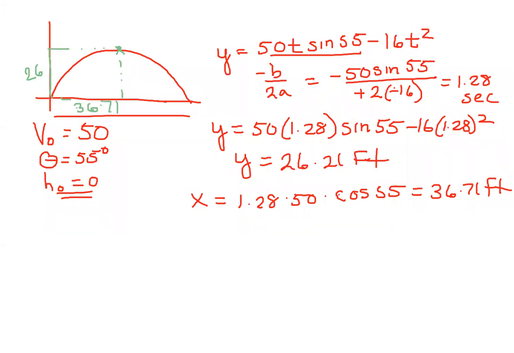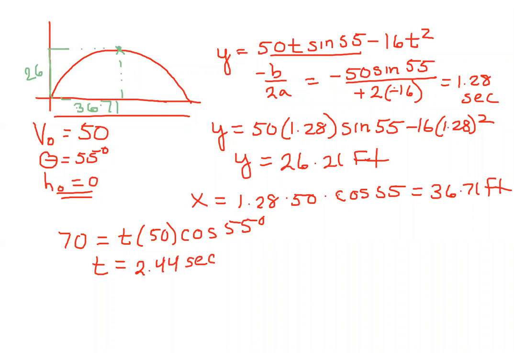horizontally. So I'm going to take my x and say 70 equals t times 50 times cosine of 55, and see how long it takes for the ball to reach the goalpost that is 70 feet away. So if I solve this for t, I get 2.44 seconds. It takes 2.44 seconds for the ball to get to a goalpost that is 70 feet away. So let's see how high the football is at 2.44 seconds. So we're going to use our y.